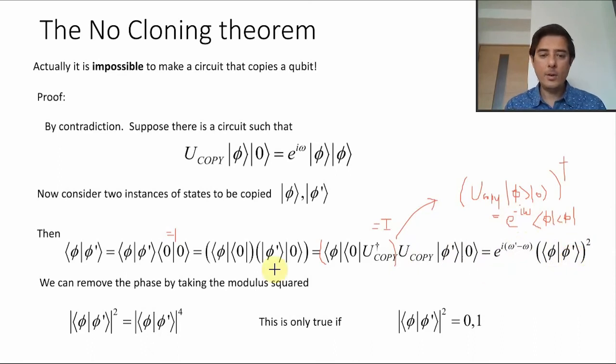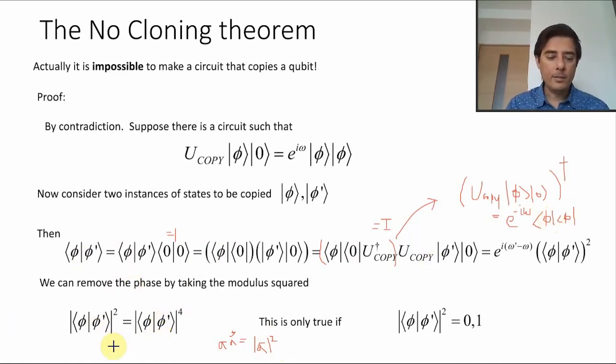So if I compare what I started with and what I end up with, I've got phi inner product phi prime is equal to the square of phi inner product phi prime, with now this phase factor. This phase factor is a little bit messy, so we can get rid of it by taking the modulus squared. Remember, multiplying by the complex conjugate, A times A star, is the definition of A mod squared. So what I'm doing here is taking the conjugate equation, multiplying it by the original equation, and I get this.